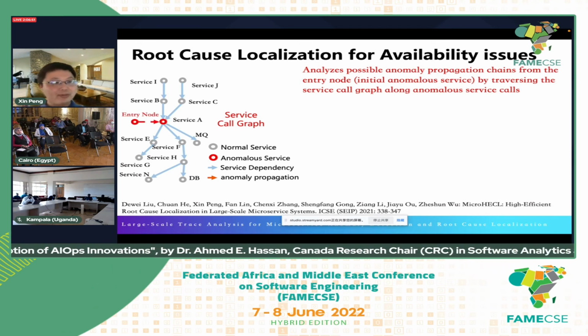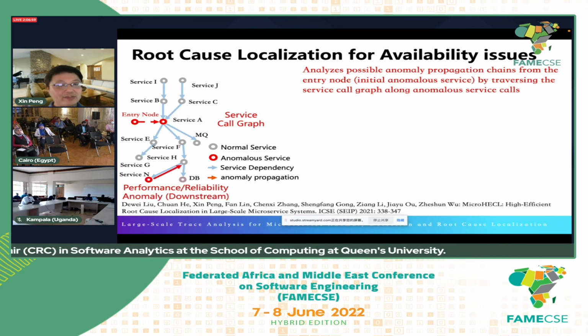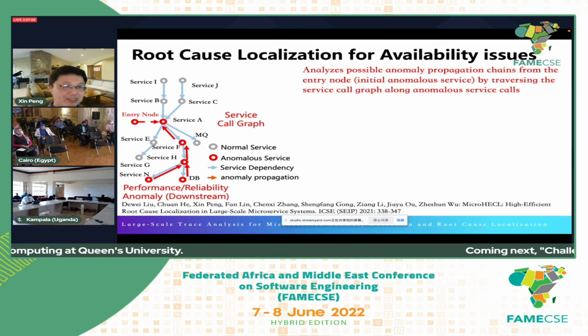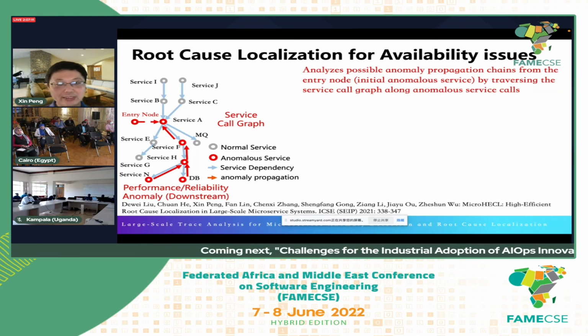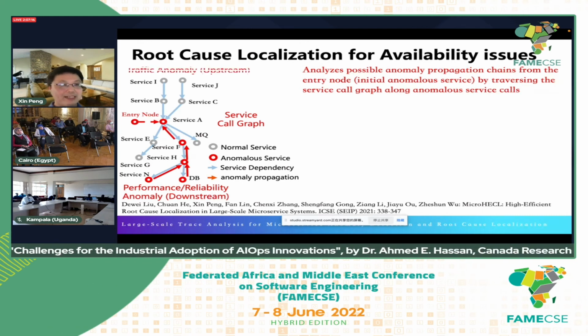Then we have an entry node here. So the problem is how we can traverse the service call graph to identify the root cause. For different kinds of availability issues, the propagation directions are different. For example, for performance and reliability anomalies, the fault is propagated from downstream to upstream. But for traffic anomalies, it is propagated from upstream to downstream. So for different kinds of anomalies, we follow different directions in the traversal.